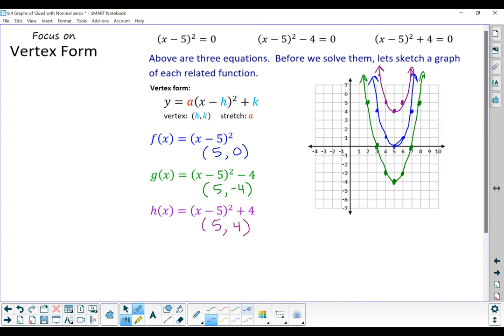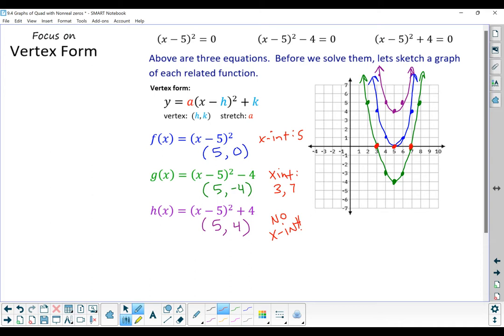Okay, so we just drew our three graphs. Let's think about the x-intercepts of each of these for just a second. Function f just has that one x-intercept right there at 5. For g of x, it has two x-intercepts. The x-intercepts are at 3 and 7. And function h has no x-intercepts. There's not any. It does not cross the x-axis.